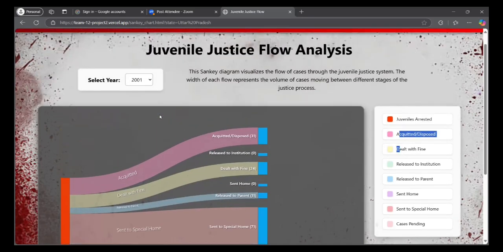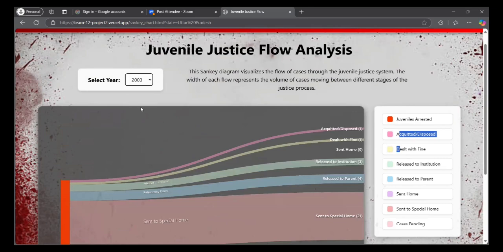Users can select different years to compare how the flow of cases changes over time. This visualization makes it easier to analyze patterns and trends in the juvenile justice process. By observing the flow of cases, we can gain insights into how different cases are handled and whether the system leans more towards rehabilitation or punishment.